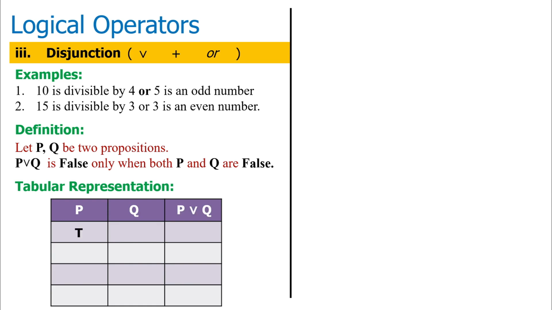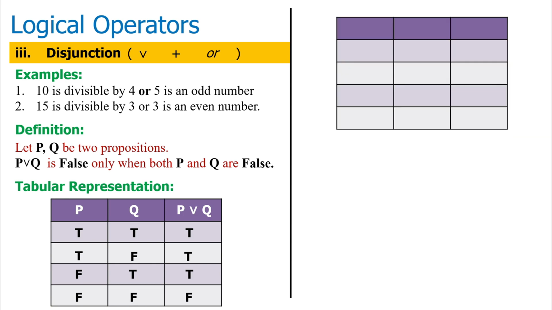When P is true, Q is true, then P disjunction Q is equal to true. When P is true, Q is false, P disjunction Q is true. When P is false, Q is true, then P disjunction Q is true. When P is false, Q is false, then P disjunction Q is false. From this table we can easily observe that P disjunction Q is false only when both P and Q are false.